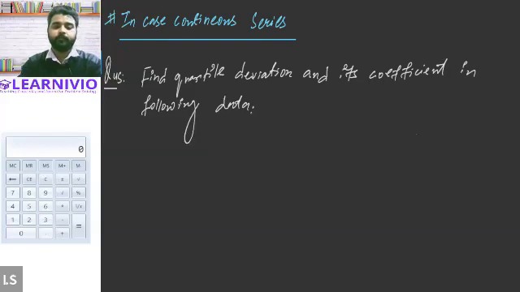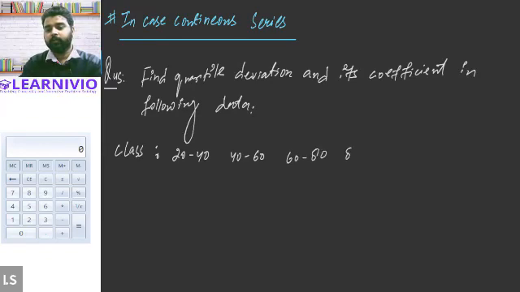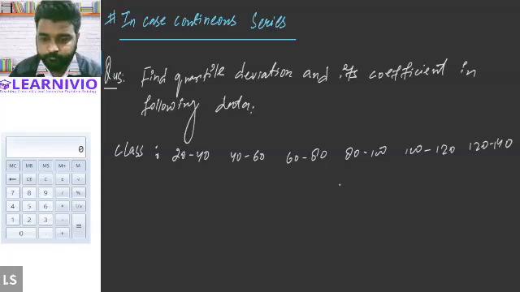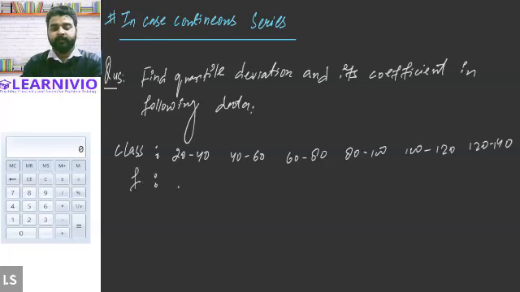So we have the continuous series given. As you already know, in case of continuous series, we have the data given in the format of class. So here we have data in this format: 20 to 40, 40 to 60, 60 to 80, 80 to 100, 100 to 120, and 120 to 140. These are the classes of data given to you. Then we have frequency as well. Frequency is 9, 3, 6, 2, 5, and 7.